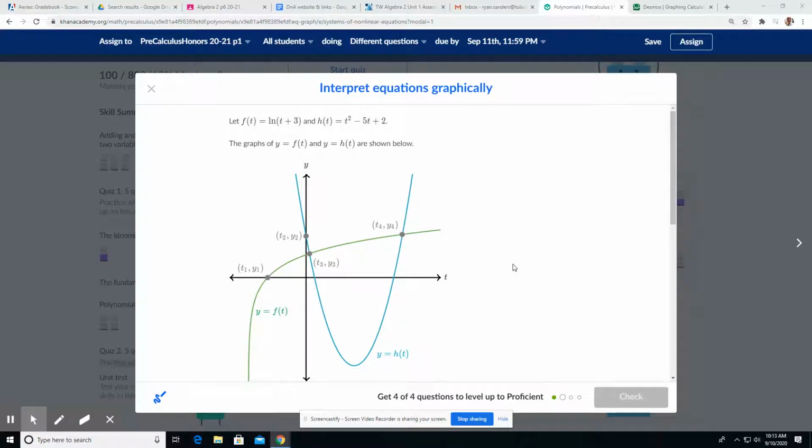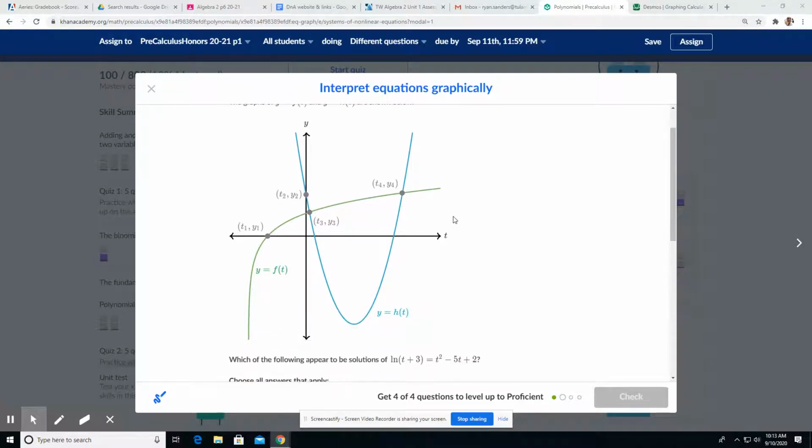We are asked to interpret equations graphically. So here's our function f, the natural log of t plus 1. And then we have an h of t function that's a quadratic. The highest power is 2 here. The graphs y equals f of t and y equals h of t are shown below.